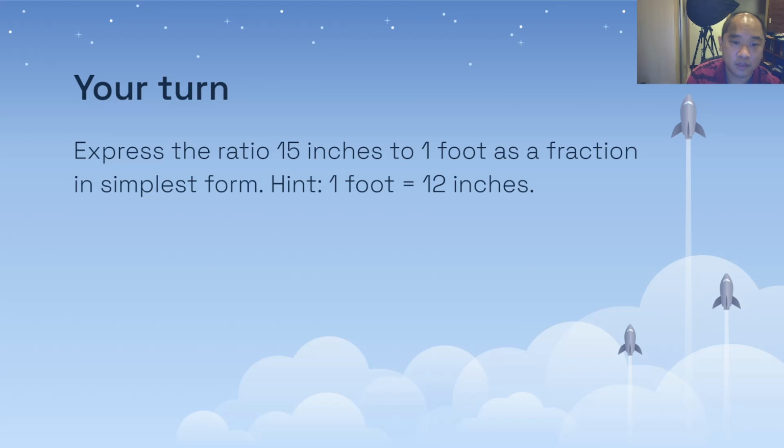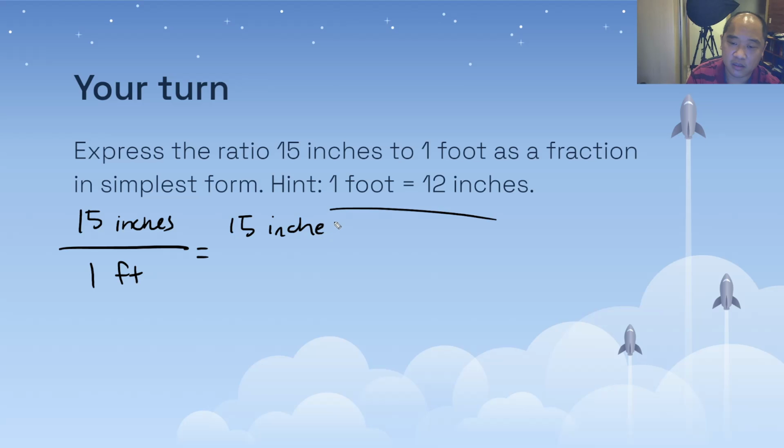Your turn. Express the ratio 15 inches to 1 foot as a fraction in simplest form. And just as a hint, 1 foot is 12 inches. So our original ratio is 15 inches for every 1 foot. We don't want to keep it like that though. We want to convert the feet into inches, and then we can reduce, right? We can divide both the top and the bottom by 3 and get 5 inches for every 4 inches.